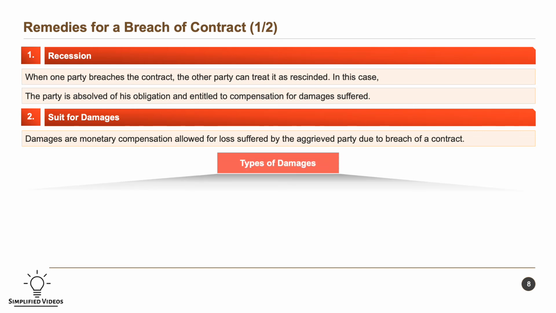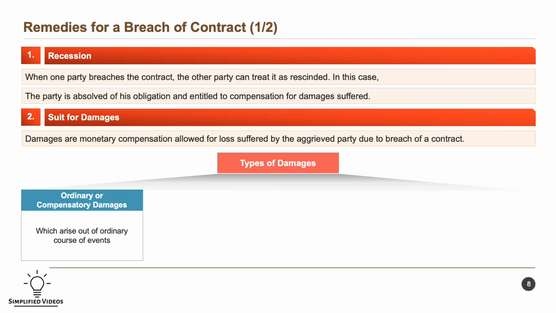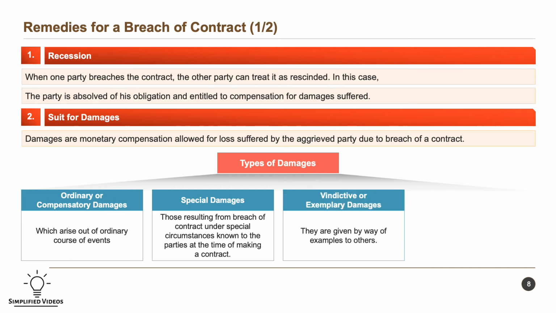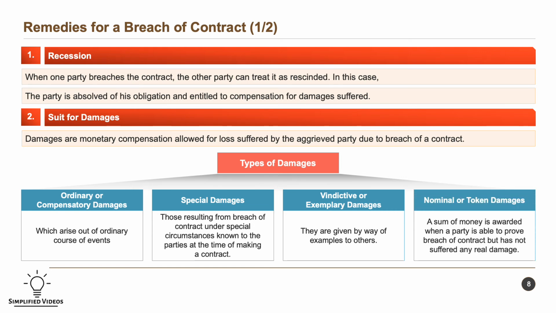Types of damages are: ordinary or compensatory damages, which arise out of the ordinary course of events. Special damages are those resulting from breach of contract under special circumstances known to the parties at the time of making the contract. Vindictive or exemplary damages, which are given by way of example to others, and nominal or token damages, which involves awarding a sum of money when a party is able to prove breach of contract but has not suffered any real damage.